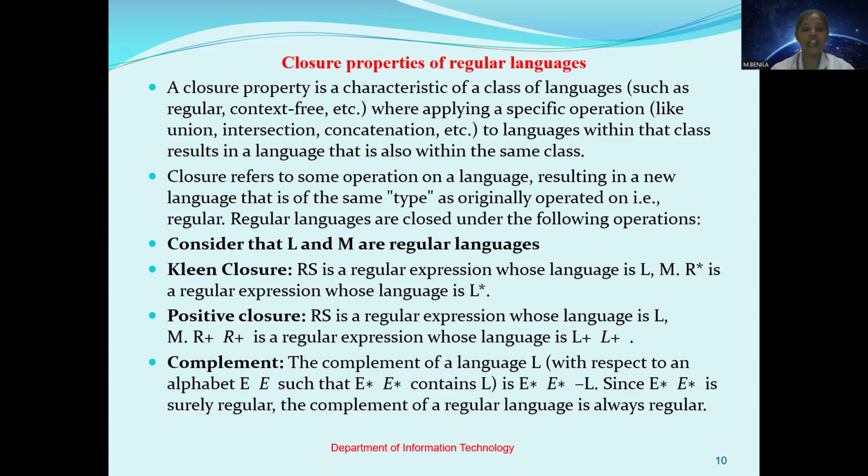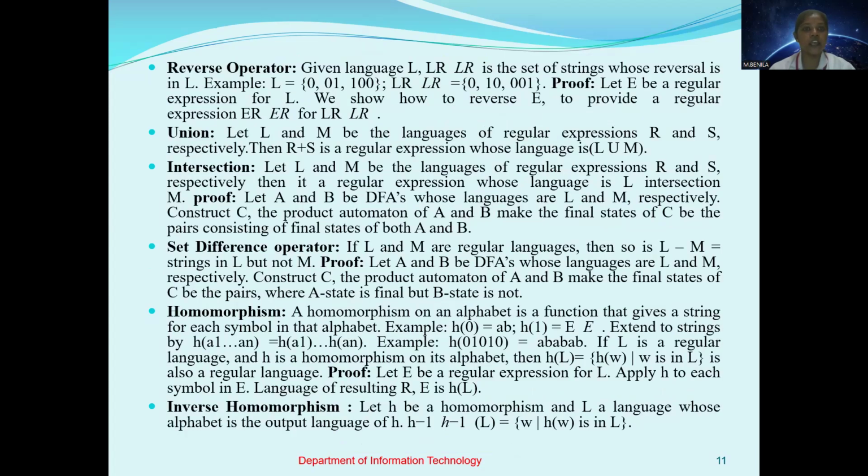Complement: the complement of a language L with respect to the alphabet Σ, such that Σ star contains L, is Σ star minus L, since Σ star is surely regular. The complement of a regular language is always regular. Reverse operator: given language L, L^R is the set of strings whose reversal is in L. For example, L equal to {001, 100}, L^R equal to {100, 001}.